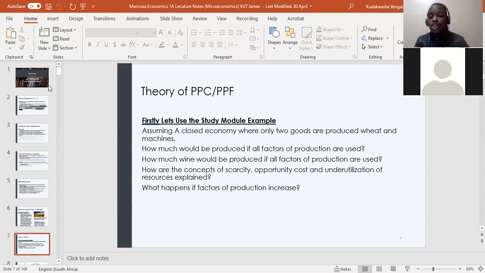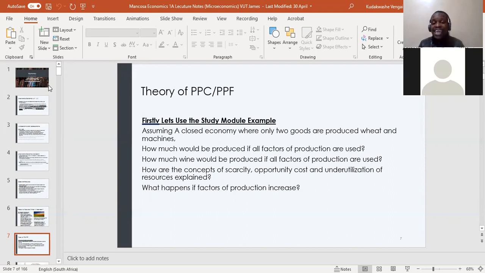We want to assume what we call a closed economy. What do I mean by a closed economy? I mean that we are assuming that South Africa does not practice international trade. It is the only country in existence. There is no other country that is importing or exporting from South Africa. So that's a closed economy. Then we also want to assume that South Africa only produces two things in the country. They either produce wheat or they produce machines. Those are the two goods that South Africa produces.